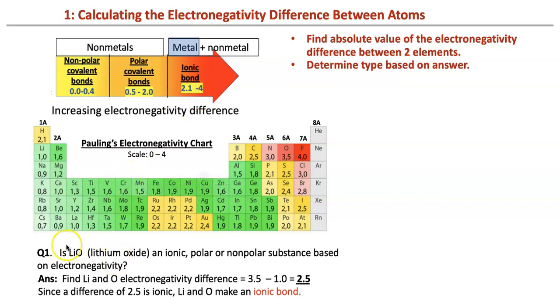Another way to approach this: look, it's lithium and oxygen. Oxygen is a nonmetal, lithium is a metal. So this has to be an ionic compound.